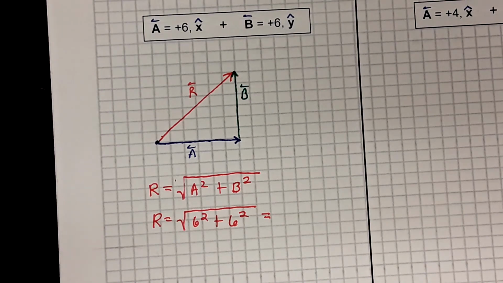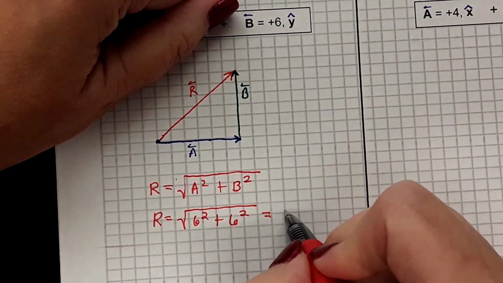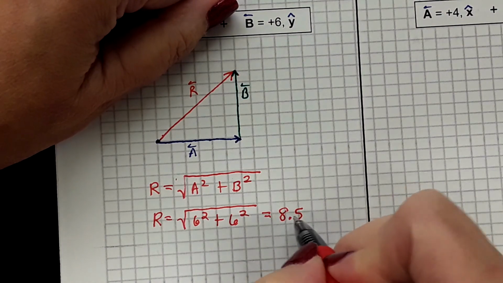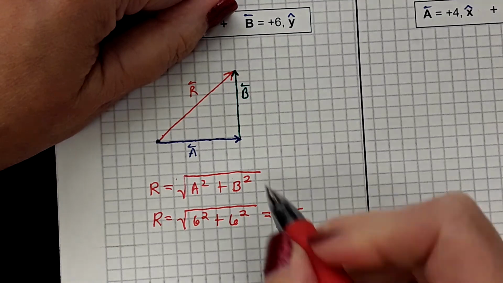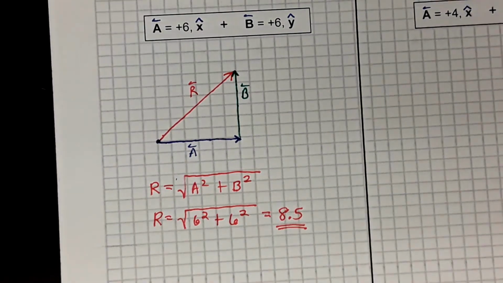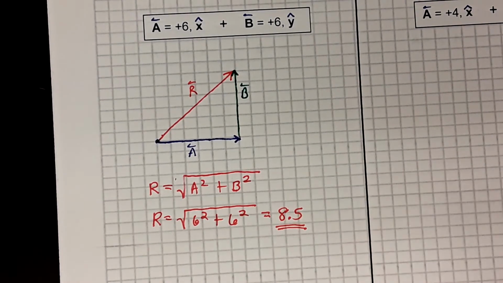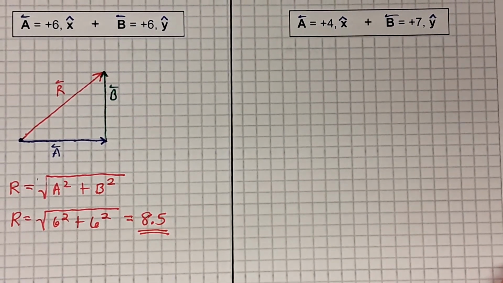Let me see what it is. There we go. You're going to get a value of about 8.5 if we round a little bit. Okay, so this is the magnitude of the answer, of the resultant. Now, real quickly, I want you guys to do the same thing on this side. We'll talk about directions in a minute. Let's just get down to diagramming and finding the magnitude of the resultant first.